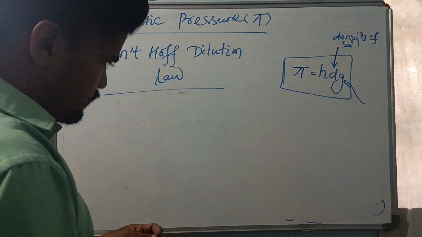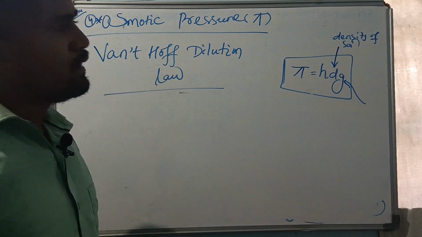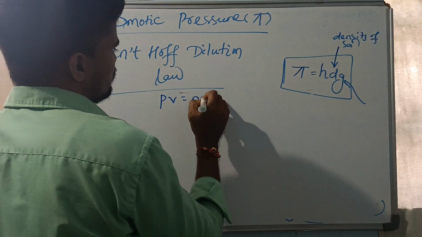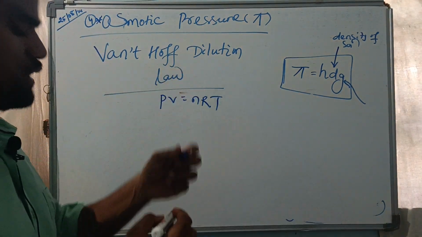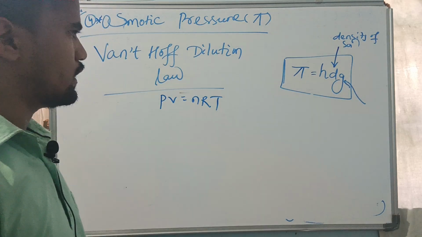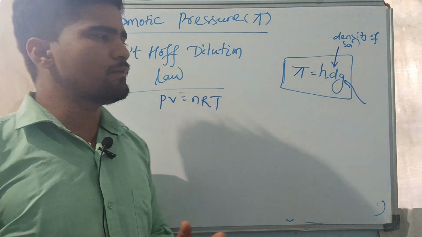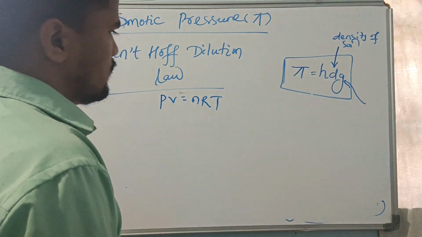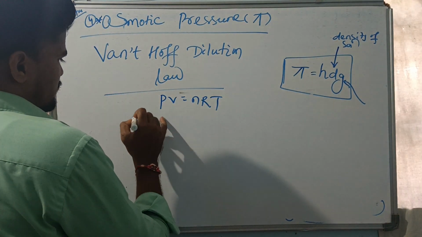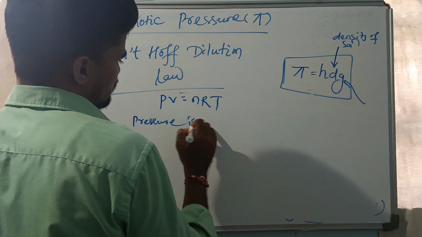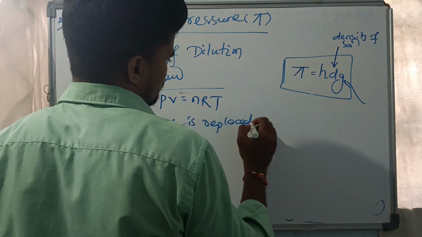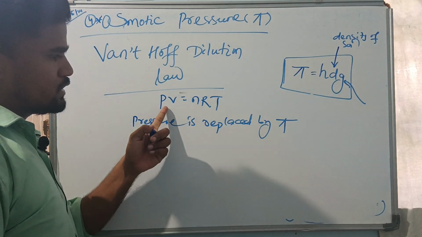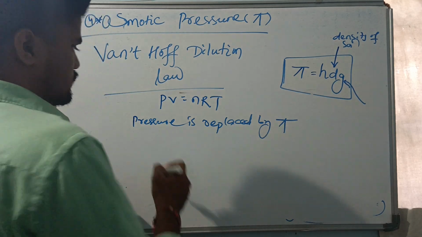So what is this? According to this law, the ideal gas equation PV equal to nRT, this Van 't Hoff dilution law states that the gas equation PV equal to nRT is also followed by the osmotic pressure law or dilution law, in which pressure is replaced by pi, osmotic pressure.